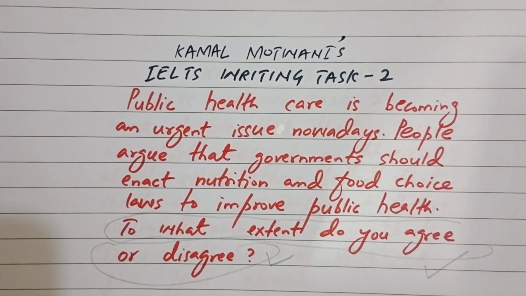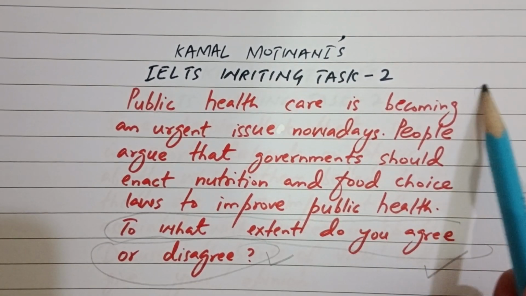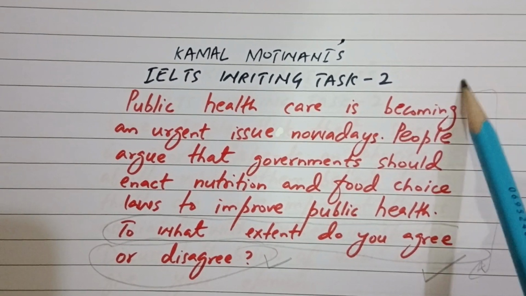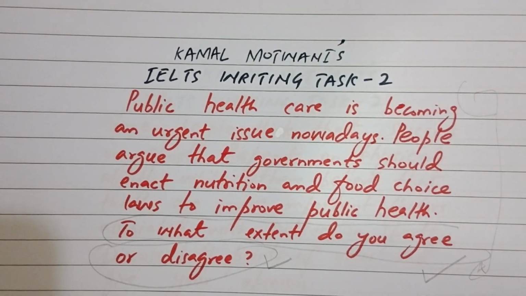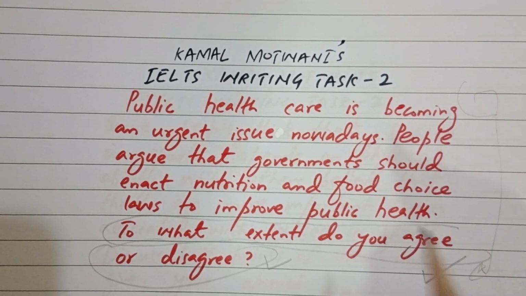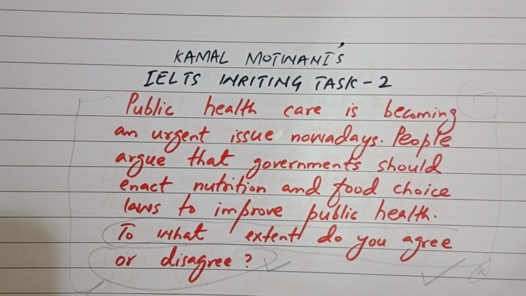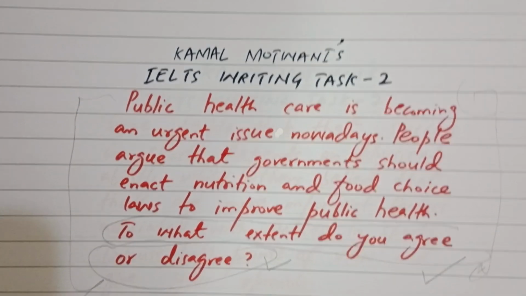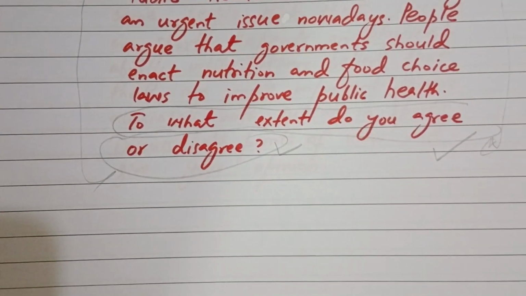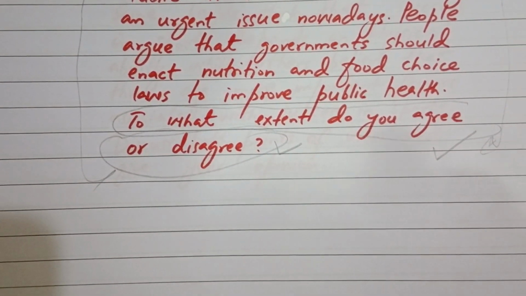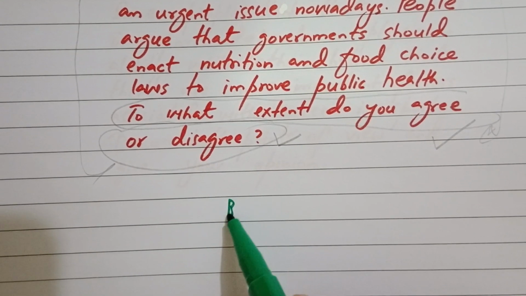Suppose you are sitting in the examination hall and such a statement is given by the examiner, then how will you brainstorm this? This statement simply means that because of more and more public health issues, the government should intervene and monitor the nutrition and food choices that people make. Now, how will we brainstorm this topic? Let's learn. So we'll do brainstorming.